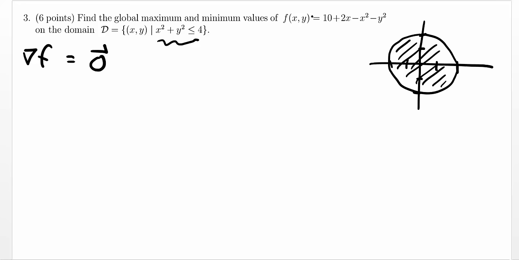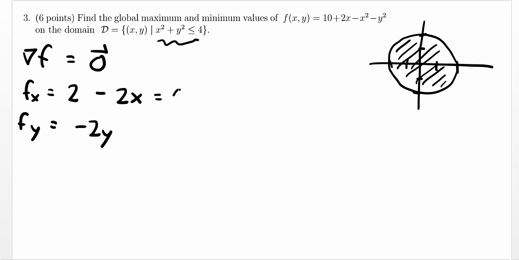Again, what this just means is taking the first partials and setting them equal to 0. So fx is equal to 2 minus 2x. Fy is equal to negative 2y. And again, we're going to set these both equal to 0.